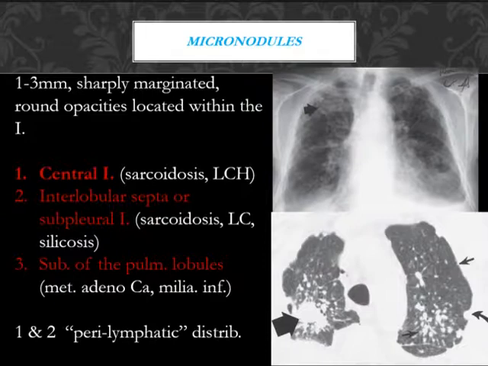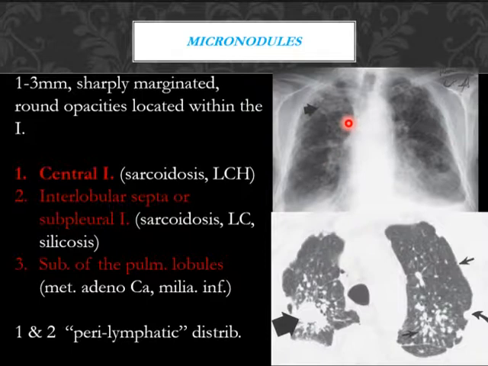Another sign is micronodules. They are small, 1 to 3 millimeters. They are sharply marginated, round opacities located within the interstitium. They are either central, near the hilum, in the case of sarcoidosis and Langerhans cell histiocytosis, or interlobular, in the interlobular septa, or subpleural, again in sarcoidosis, lymphangitis and silicosis, or they are within the substance of the pulmonary nodule, like in metastatic adenocarcinoma and miliary granulomatous infection. The central and interlobular septal interstitium are regarded as perilymphatic distribution.